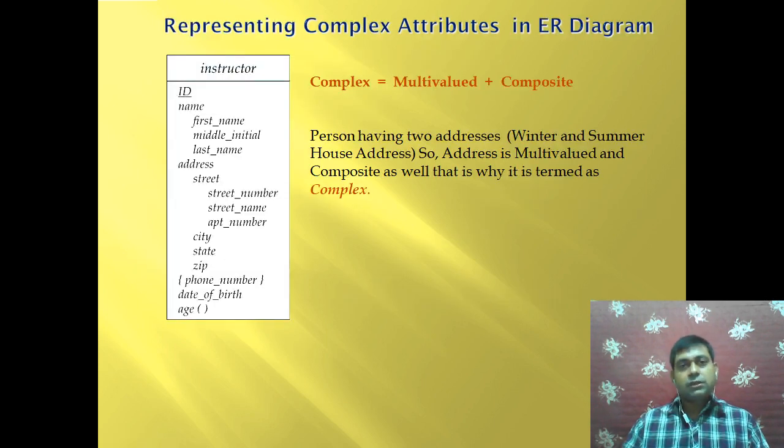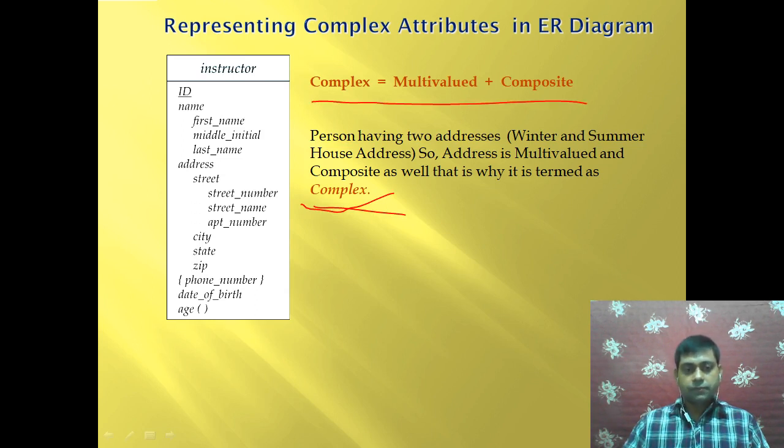Now coming to the complex attribute. Basically, a complex attribute is multi-valued plus composite. Let's say some person is having two addresses, like winter and summer houses for a person. So the winter house address and summer house address, so address is multi-valued as well as composite. That is why it is termed as a complex attribute. Okay, so you now get the idea about it. Complex is nothing but multi-valued plus composite. And here also some examples are given.